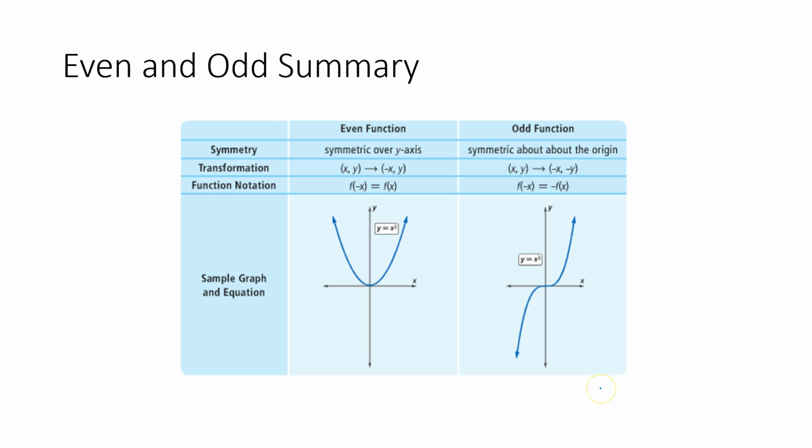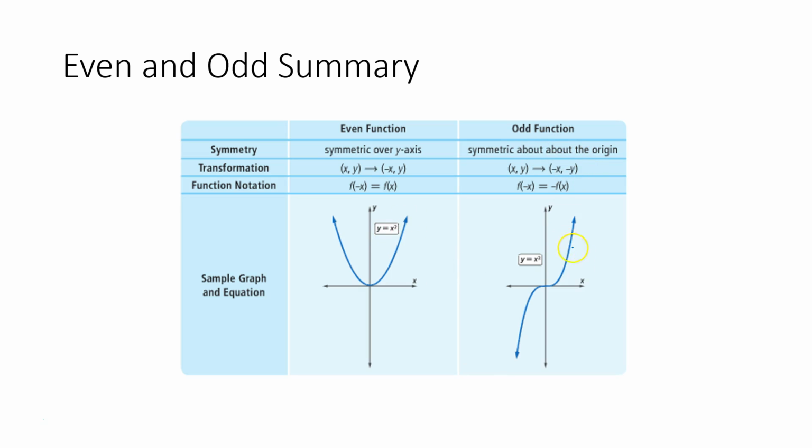So a little summary here. You have an even function. That's where you're going to have that y-axis symmetry. You plug in negative x, and it's going to give you the original function every time you do that. So like you plug in negative x into x squared, it's still just x squared.